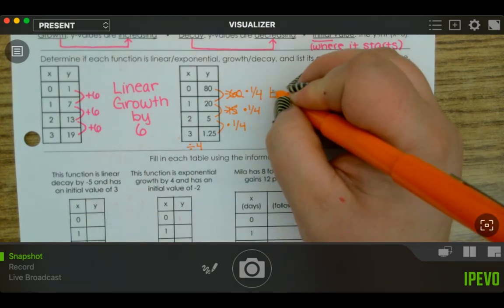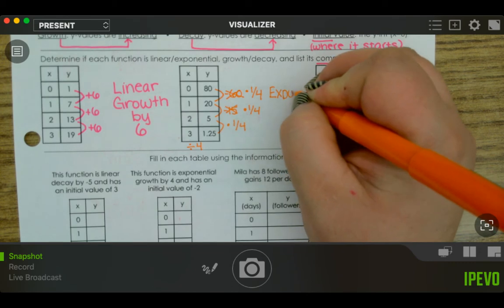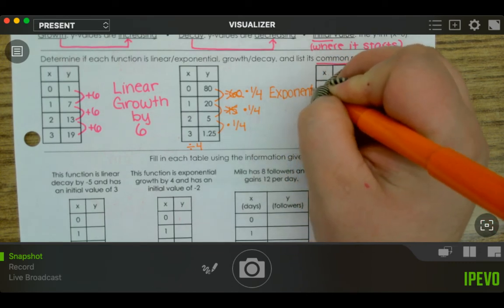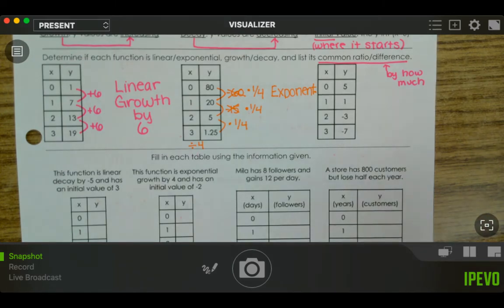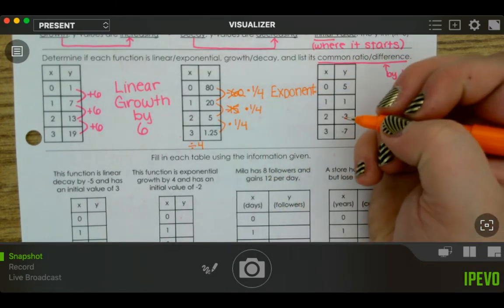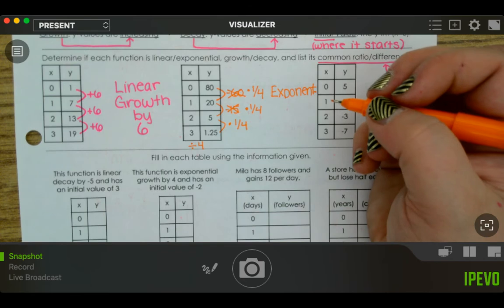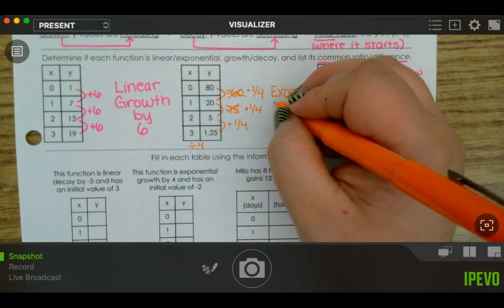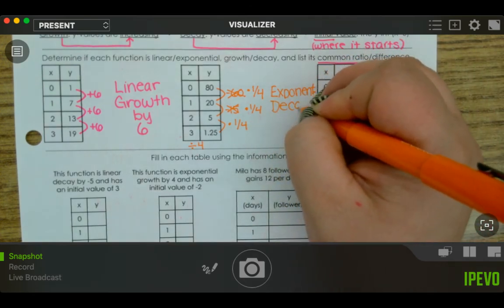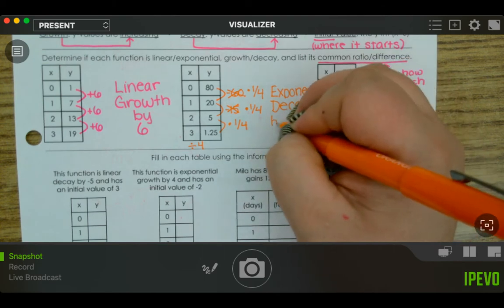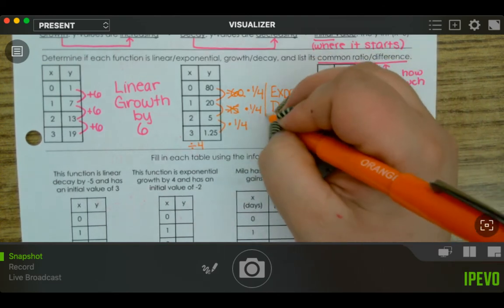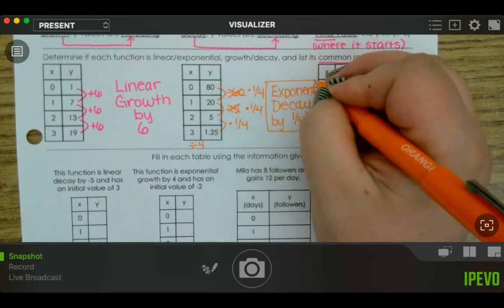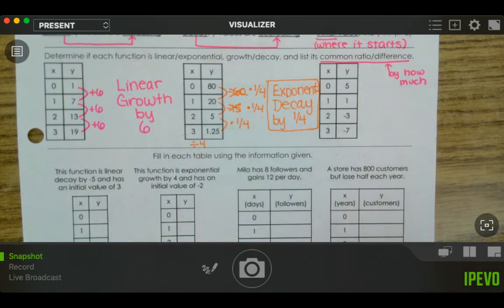Since we are multiplying, and I'm going to abbreviate, instead of writing exponential, I'm going to write exponent. And these numbers are going down, 80, 20, 5, 1.25. So that's exponent decay by 1/4. I'll go box the other one.